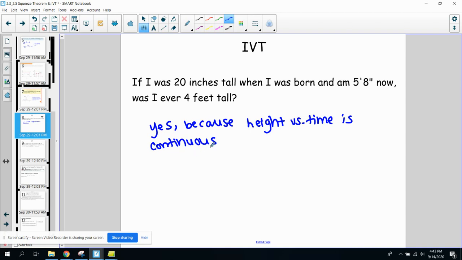Okay, I'm not going to really write everything out, but you guys can. The main idea here is you want to say yes, and you want to back it up based off of whether it's a continuous function or not. So since it's a continuous function, yes, at some point you were exactly 4 feet tall because you went from 20 inches to 5'8".